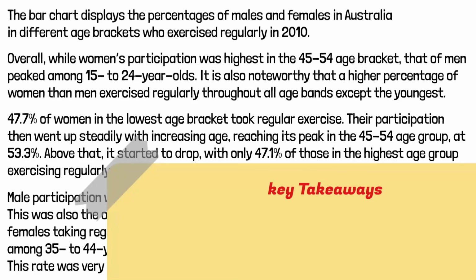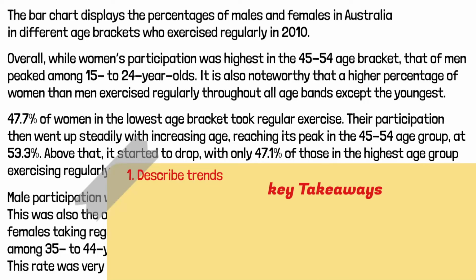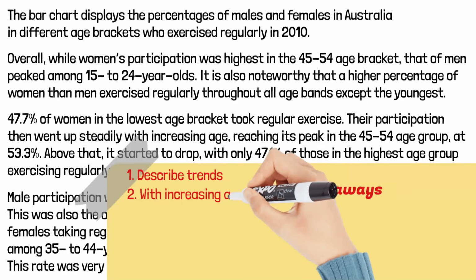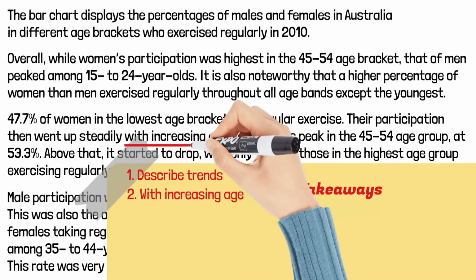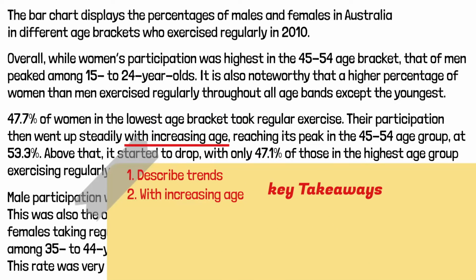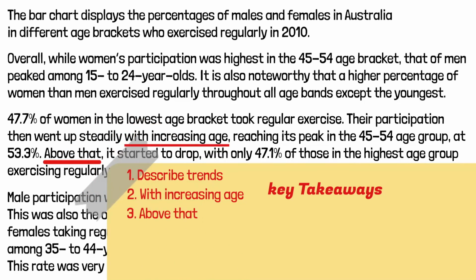And here are some key takeaways. 1. If the categories on the x-axis are age groups, then we need to describe trends. 2. We can use with increasing age when describing trends. The percentage went up with increasing age. 3. We can use above that, which means above that age, as linking words. The percentage reached its peak in the 45 to 54 age group. Above that, it started to drop.